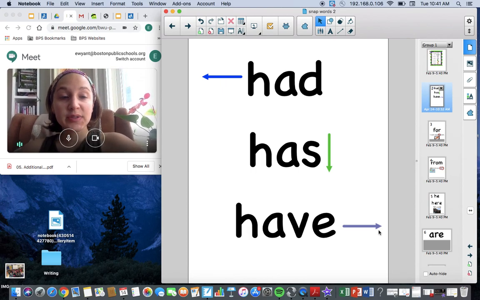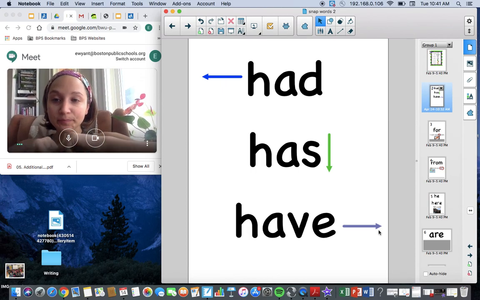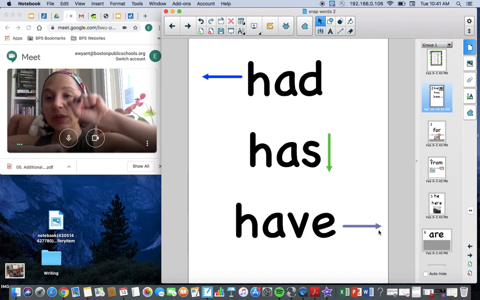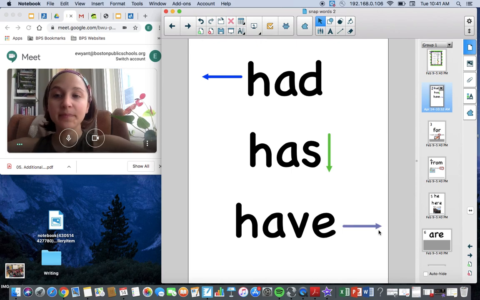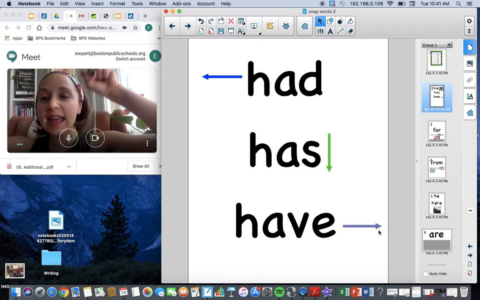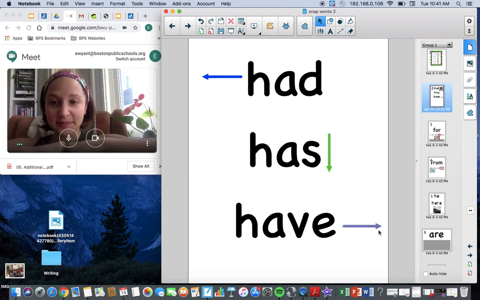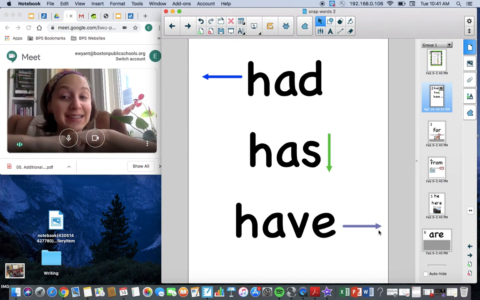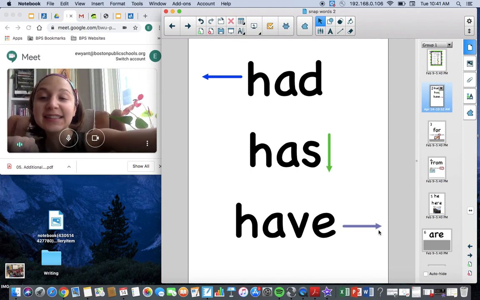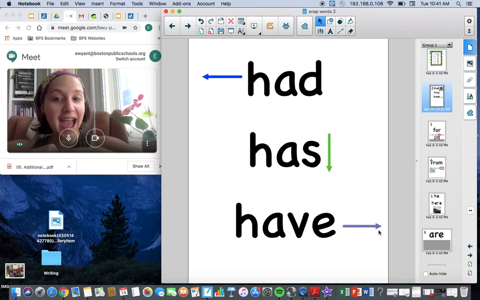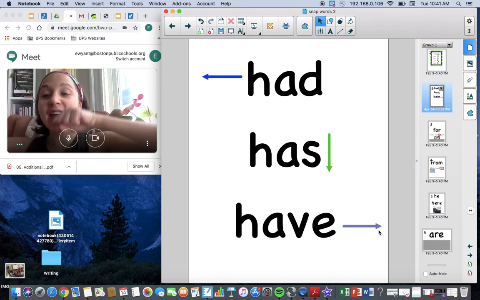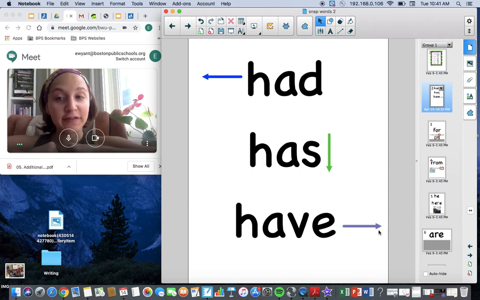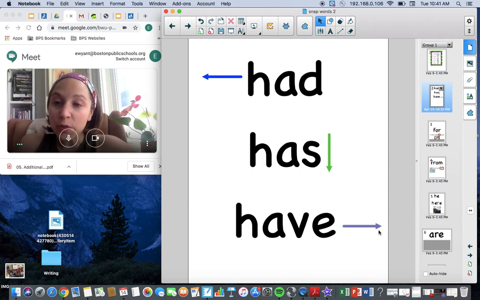Okay, so let's do step 3, cheer and spell. I try to put my arms up in this little camera. You know the deal. We roll it up. We cheer each letter. We put it together to make a word. So let's start with had. Had. H-A-D. Had. Then has. Has. H-A-S. Has. Have. H-A-V-E. Have. Of course, you can make your own cheer at home.